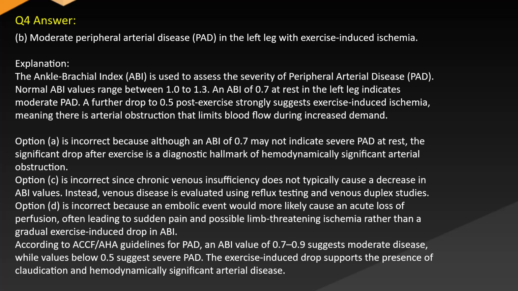Option D is incorrect because an embolic event would more likely cause an acute loss of perfusion, often leading to sudden pain and possible limb-threatening ischemia rather than a gradual exercise-induced drop in ABI. According to ACC/AHA guidelines for PAD, an ABI value of 0.7 to 0.9 suggests moderate disease, while values below 0.5 suggest severe PAD. The exercise-induced drop supports the presence of claudication and hemodynamically significant arterial disease.